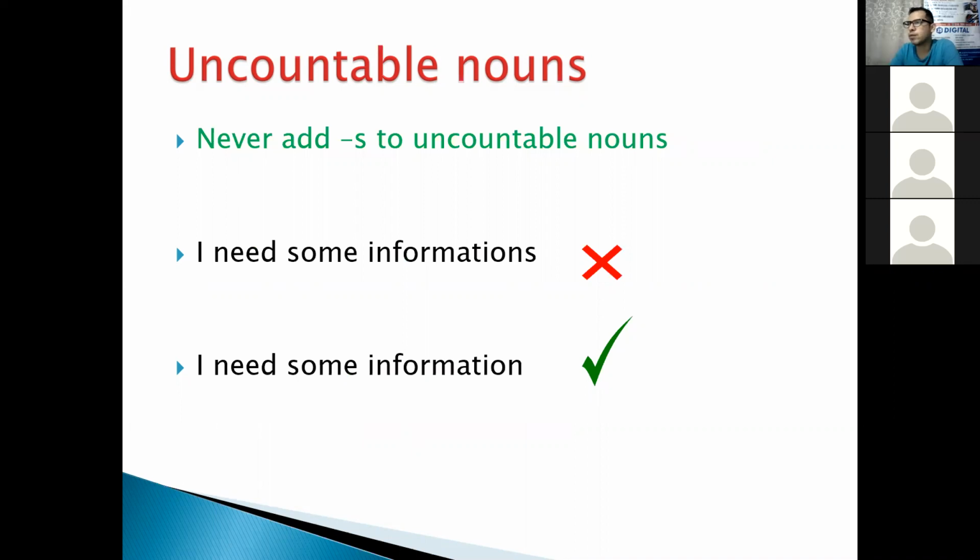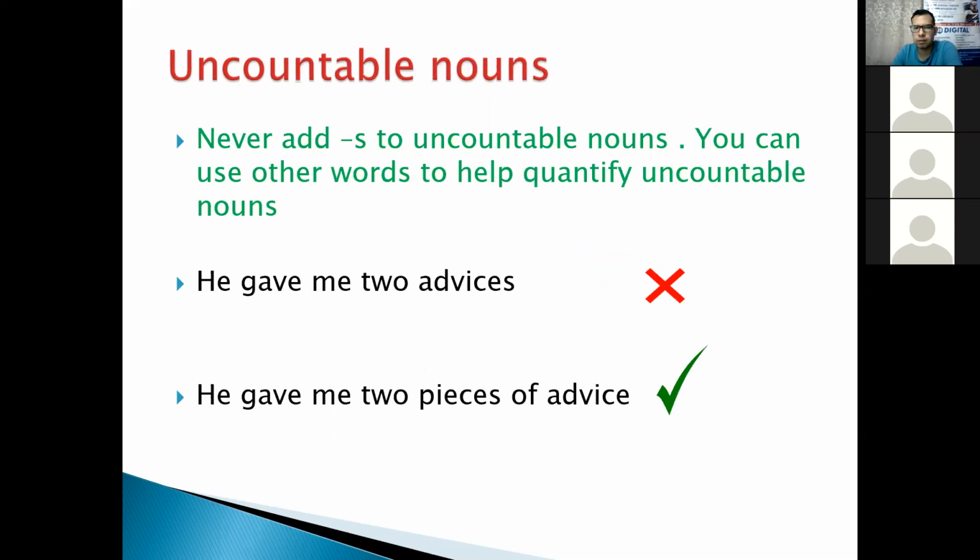Okay, this is what I told you before. Never add S to uncountable nouns. It's not correct to say, I need some informations. It's not correct. The correct form will be, I need some information. Never add S to uncountable nouns. You can use other words to help quantify uncountable nouns. Okay, this is very important.